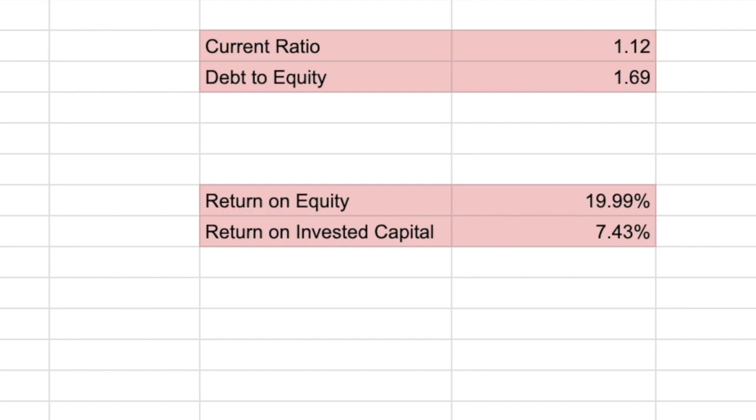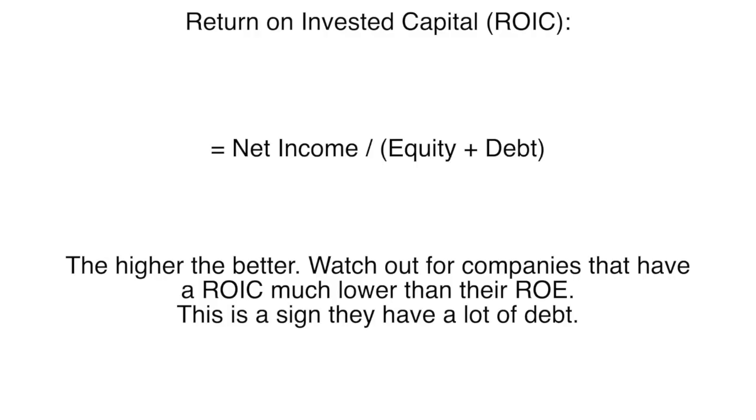Another important metric is the return on invested capital. This also shows you an indicator of how well the company is performing, and it's found by taking the net income and dividing it by equity plus debt. If a company has taken on a lot of debt, the return on invested capital will be a lot lower than the return on equity.